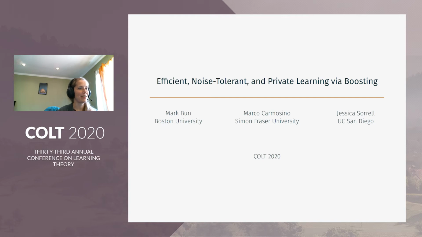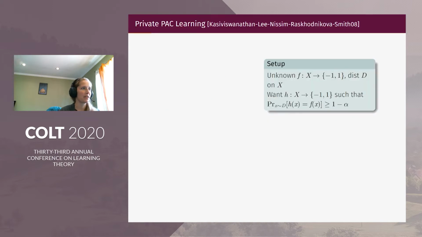Today I'll be talking about joint work with Mark Bun and Marco Carmosino on efficient, noise-tolerant, and private learning via boosting. Our goal in this work is to construct private PAC learners following the framework of KLNRS. So we want an algorithm to solve the following problem. There's some unknown binary classifier f, and we'll want to find a hypothesis h that has good agreement with f with respect to some unknown distribution D over f's domain.